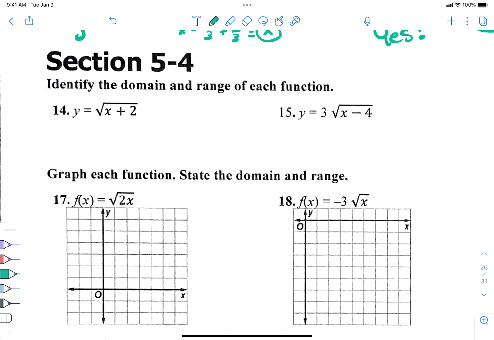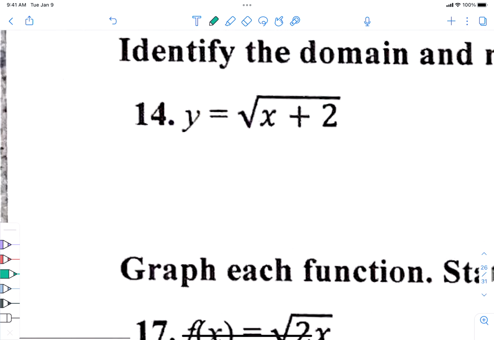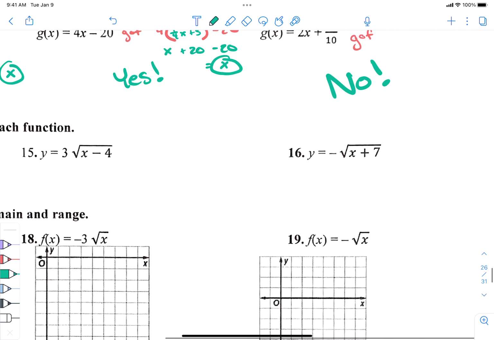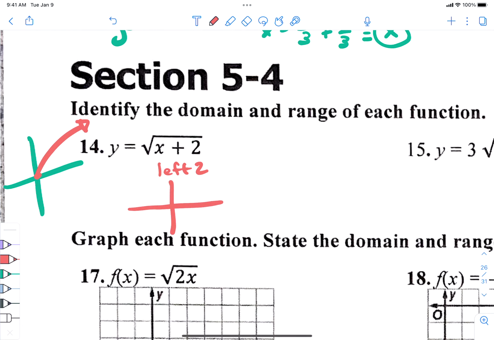All right, 14 is a square root function, right? If we remember, 14, 15, 16, those are all square roots. A square root function just starts here in the middle and goes this direction, just there, okay? So we have to decide what's the plus 2 doing to it? Left 2. It's going to the left 2. So now I have it over here to the left 2, and it's doing one of those.